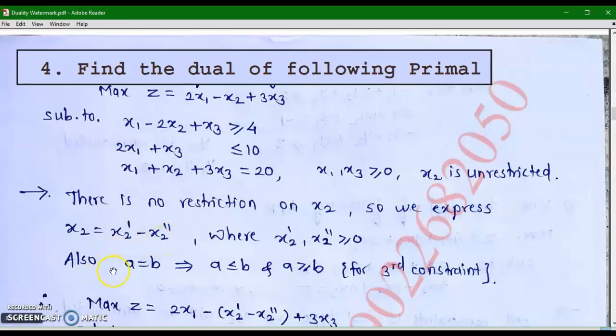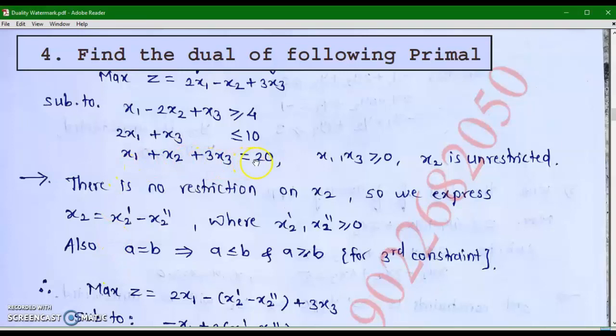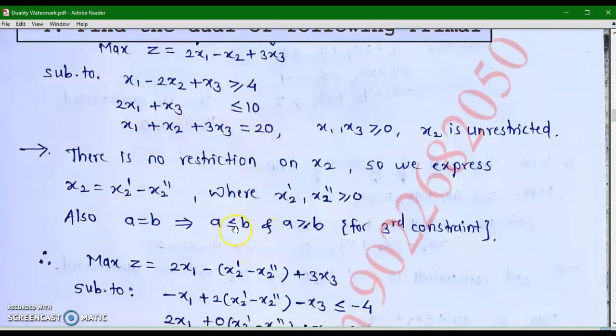Second, the equality constraint should be written as, we know a less than or equal to b, and if a greater than or equal to b, both together imply that a is equal to b. This is for the third constraint. So we will express this constraint as two inequality constraints. I repeat, x1 plus x2 plus 3x3 equal to 20 will be expressed as inequalities. So we'll have two inequalities. Like this: if a is equal to b, we can write it as a less than or equal to b and a greater than or equal to b.